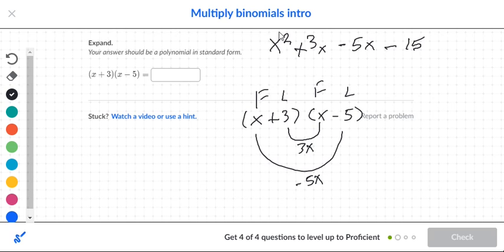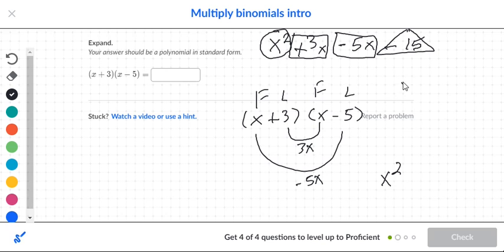So let's code this. So we circle, we box, and then we triangle. So the highest is the circle, so that's x to the second. Inside the box shows 3 minus 5.